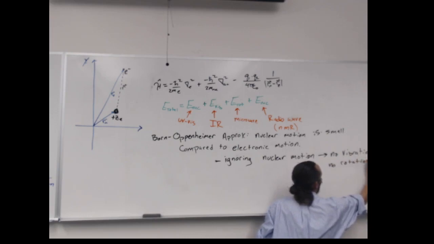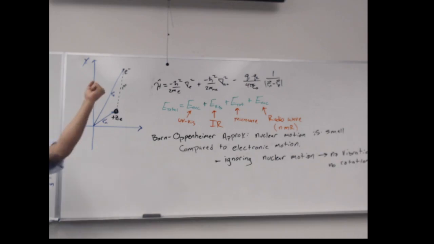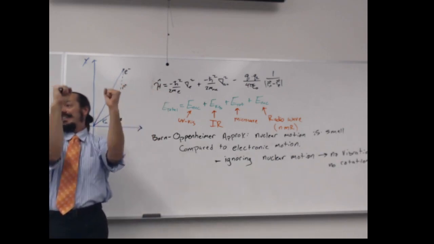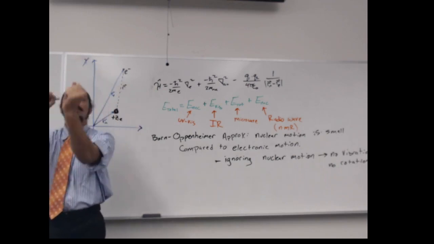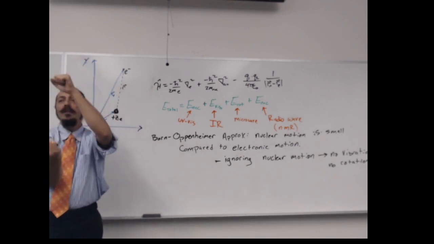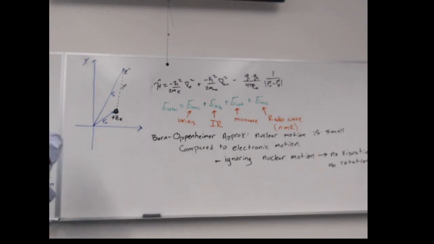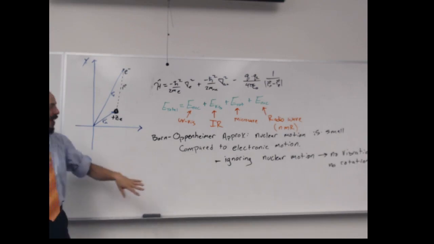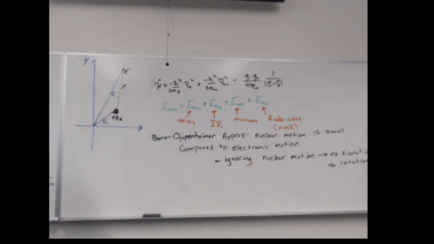Right? If you ignore nuclear motion, the motion of the nucleus, you're never going to have vibrational motion, because that requires the nuclei moving relative to each other. And you're never going to have rotational motion, because that requires the nuclei rotating around each other. We can talk about the electron rotating around the nucleus and that angular momentum of the electron, which is what we're going to talk about now. But eventually we'll have to build back in nuclear motion if we want to talk about vibrational and rotational spectroscopy.